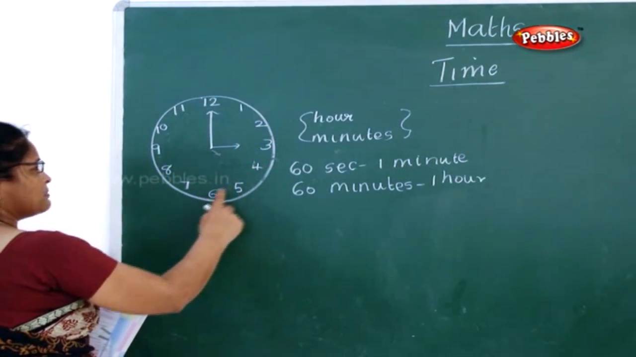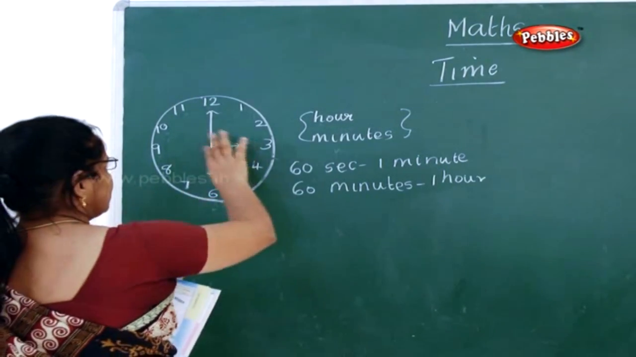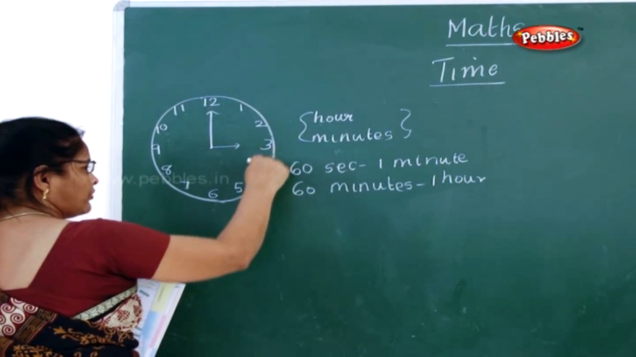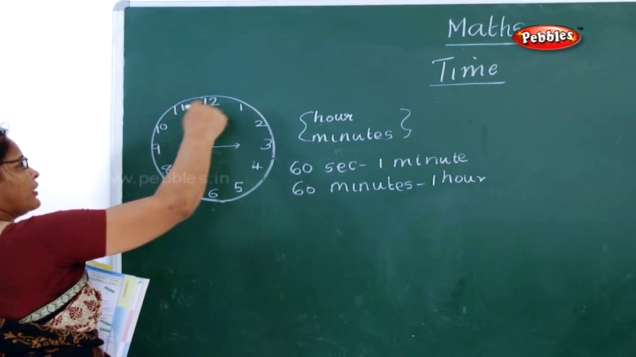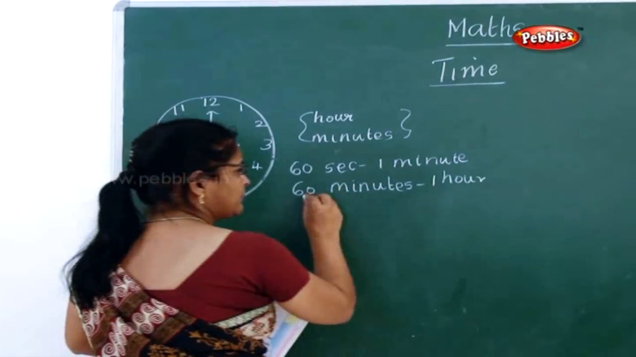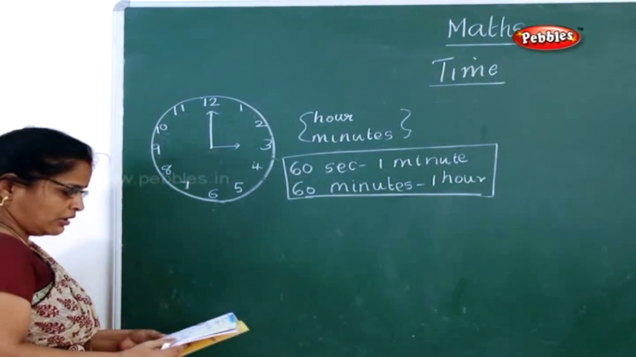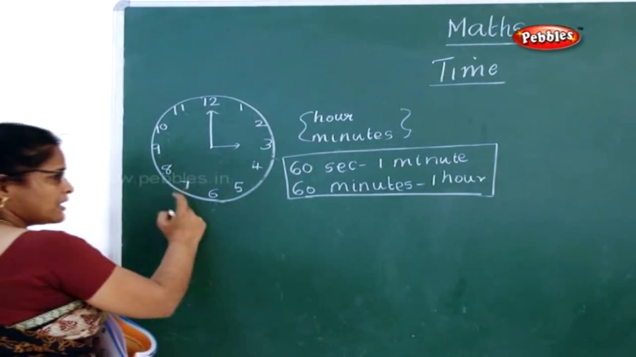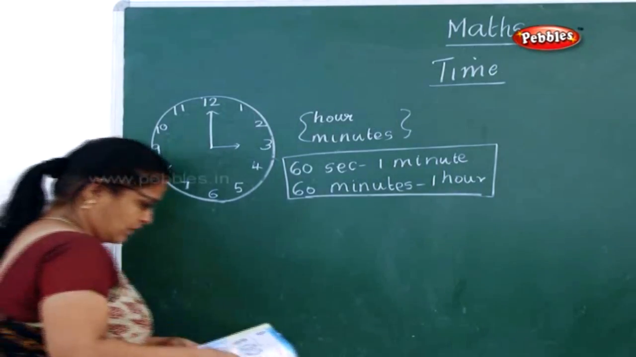Now 60 minutes make together, see, it starts from 12. When I tell you 3 o'clock, it will go 5, 10, 15, 20, 25, 30, 35, 40, 45, 50, 55, 60. So the time will go to 3, that means 1 hour. So 60 minutes make 1 hour. This is a very important thing you should know about the clock. Is it clear now? You should know that 60 seconds make 1 minute and 60 minutes make 1 hour.